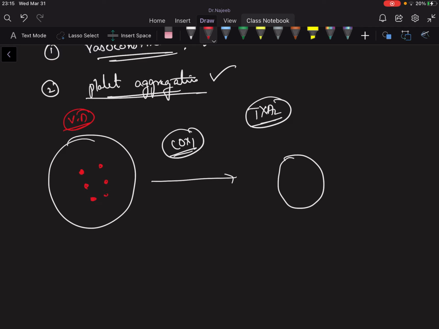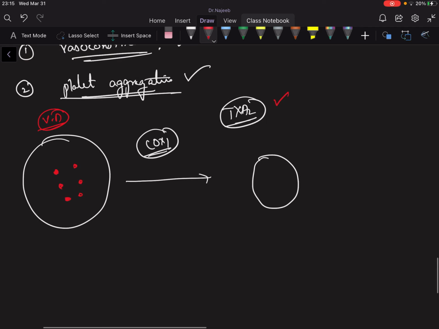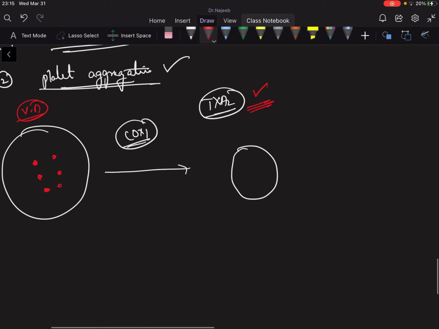Okay, so once the thromboxane A2 is formed, what happens? The blood vessel is vasoconstricted, and not only that, there is platelet plug formation. These platelets will go and bind with the blood vessels and occlude them. Okay, that is the function of thromboxane A2.